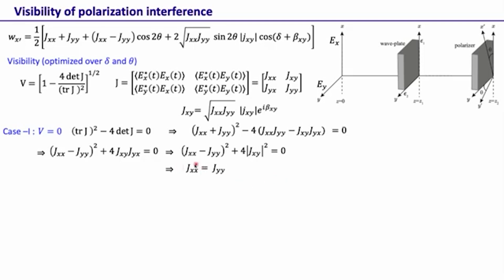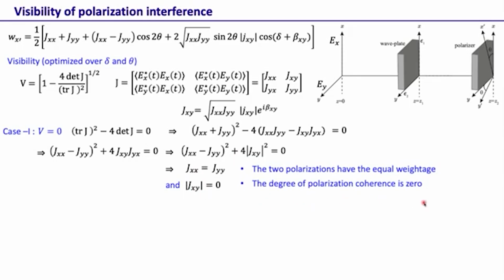So this basically says that visibility 0 means this is the sum of two squares, and the sum of two squares can be 0 if and only if both the terms are 0. So if this term is 0, it means jxx is equal to jyy, and if this term is also equal to 0, this means that jxy, that mod, has to be equal to 0. So if the visibility, which is optimized over delta and theta, is 0, this means that the two polarizations have equal weightage. That means the intensity, or spectral density, associated with each polarization is equal, and the degree of polarization coherence is 0.